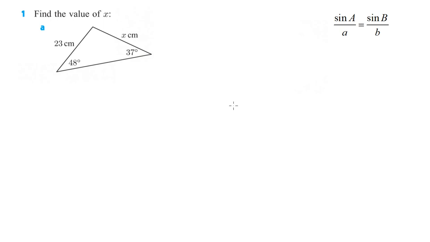I'm going to take you through some of the problems on 8D. First one we're going to take a look at here is number 1. Find the value of x. So this is sine A over A equals sine B over B. We're just going to set ourselves up a ratio.